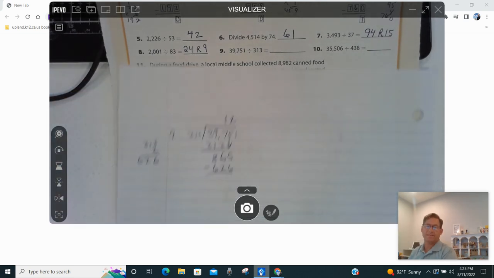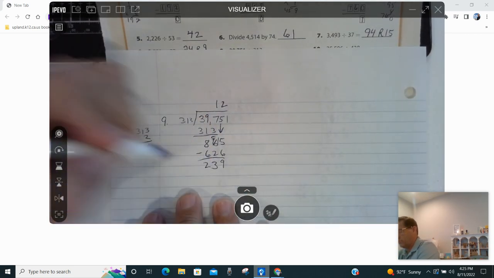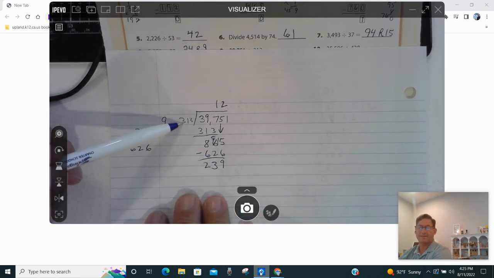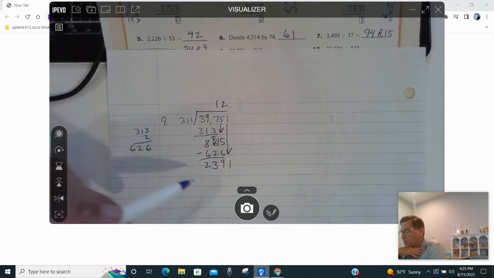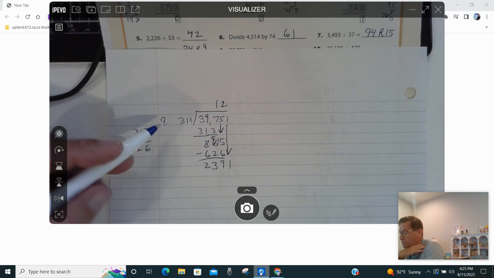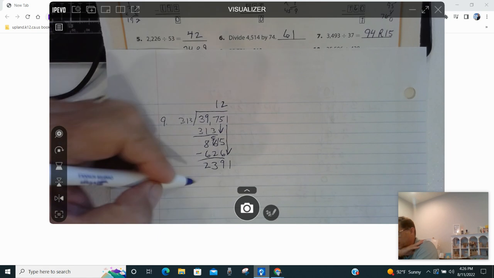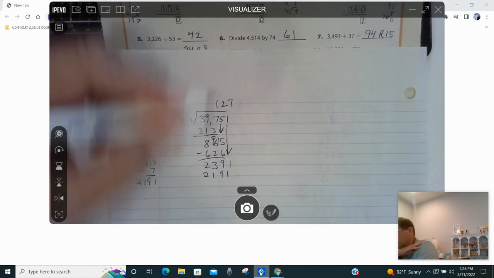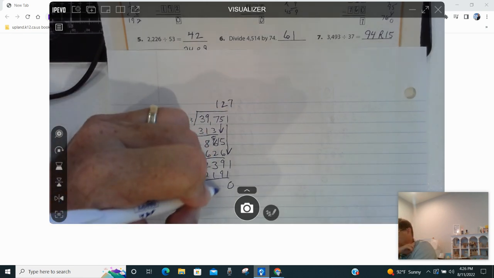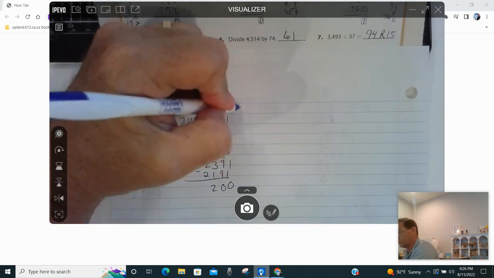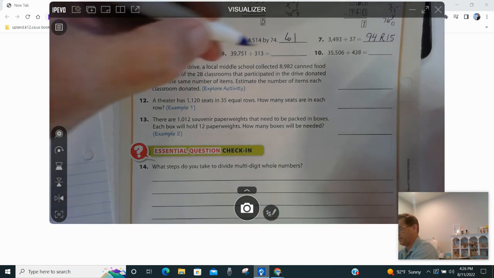Okay, so 2 times 313 is 626. Subtract. We get 239. 239 is less than 313. So bring down the 1. All right, so 7 times 300 is 2,100, maybe 7. So 7 times 313 is 2,191. We'd have a remainder of 200. So 127, remainder 200.